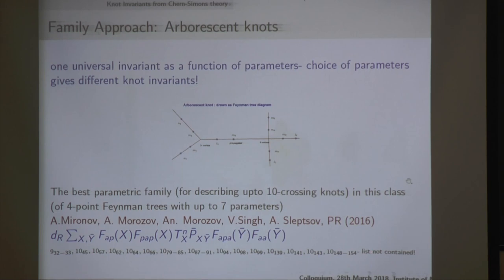How many knots does this formula represent? Up to 10 crossings, all the knots are incorporated except this.